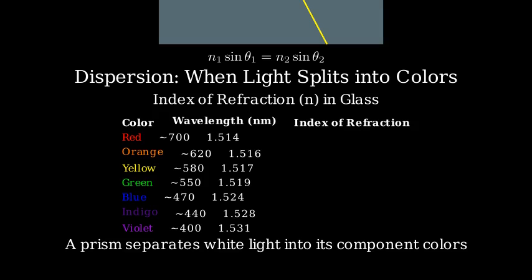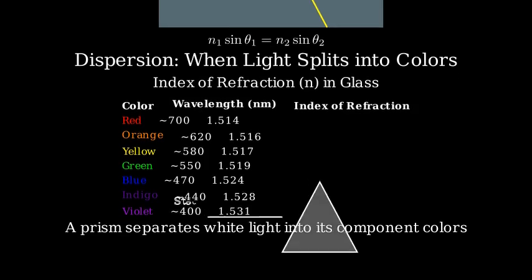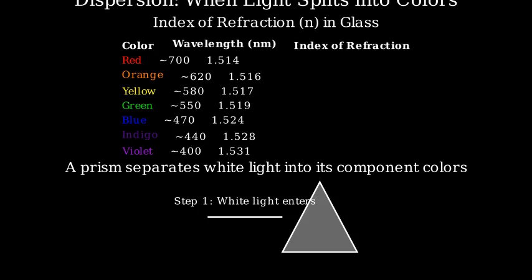Let's see exactly how a prism disperses light. Step 1. White light, which contains all visible wavelengths, enters the prism at an angle. Step 2. As the light enters the prism, each color refracts by a different amount. Blue and violet light bend more than red light because they have a higher index of refraction.